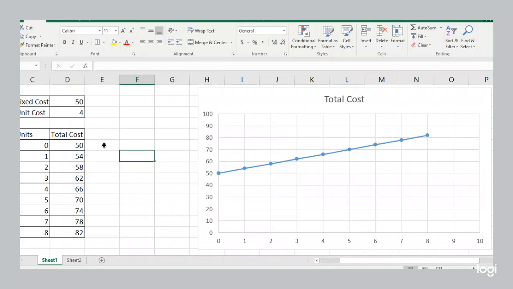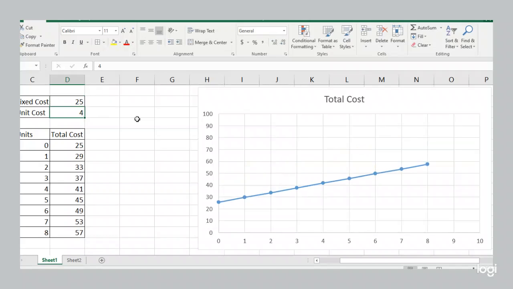Okay. So if I change the fixed cost from 50 to say 25, you see that line drops down. The slope remains the same because the unit cost is the same. Right? We're still going up by 4 each time we produce another unit. The total cost goes up by 4, but the fixed cost is different. Our starting point, that base value of 25, is lower than the base value of 50, so that's why our line dropped. If I turn it back to 50, it goes back up.